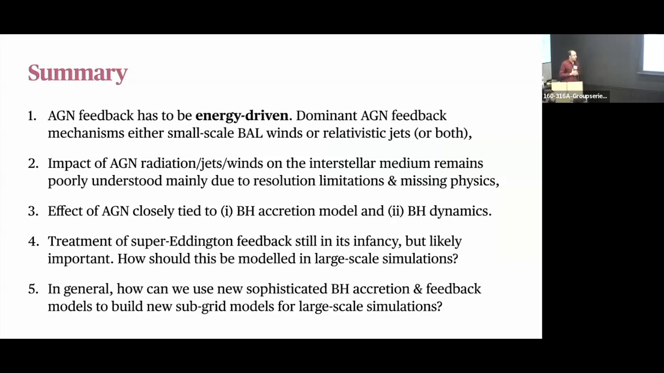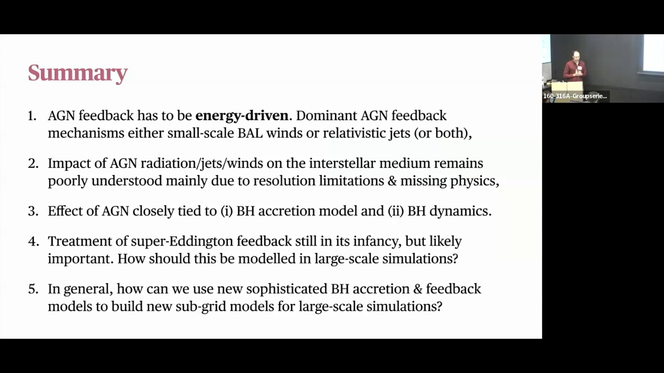I was noticing that a lot of this feedback is doing interesting things on hundreds of parsec scales. And that strikes me as probably observable with ALMA and maybe even JWST. I'm wondering to what extent observations are constraining the models?